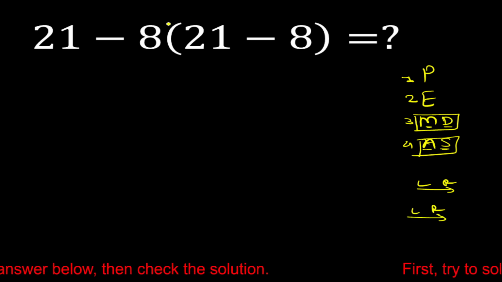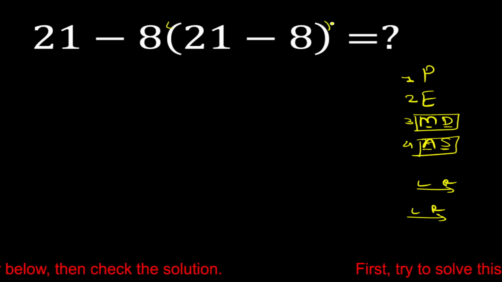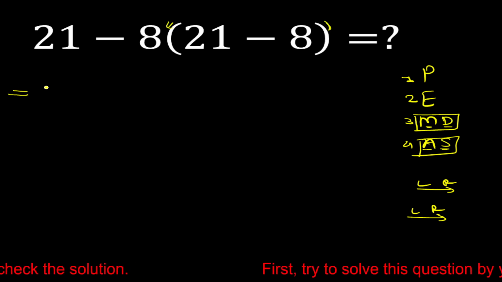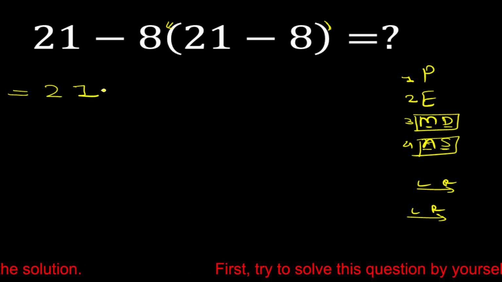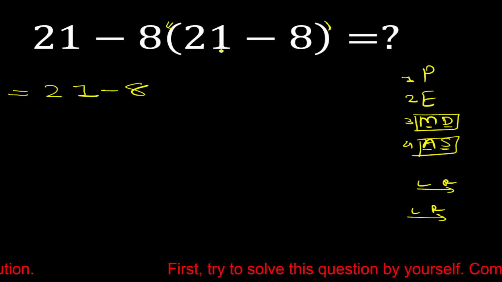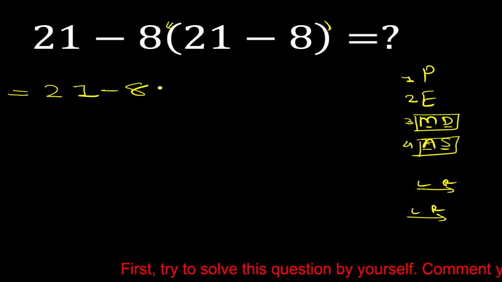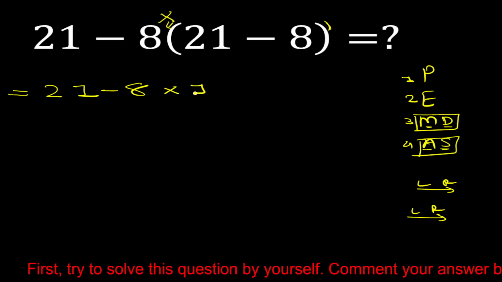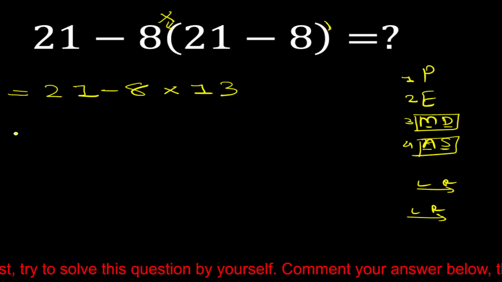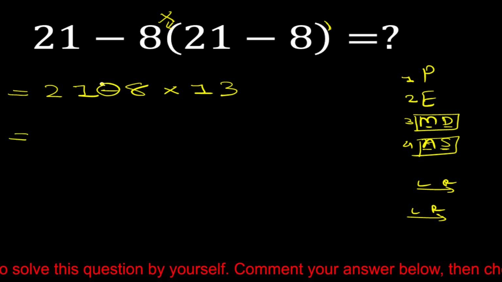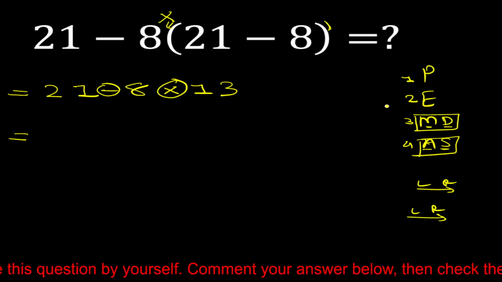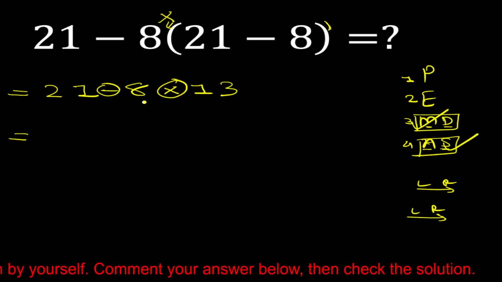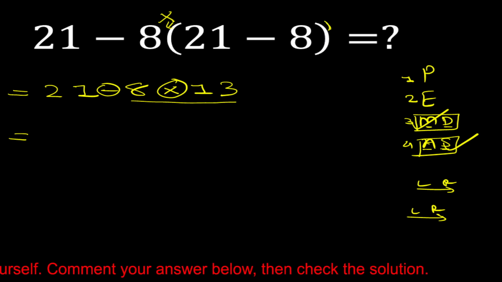Okay, so according to PEMDAS, first priority is parenthesis, so first we have to solve this parenthesis. Okay, so it is equal to 21 minus 8. Now solve this parenthesis. 21 minus 8 is equal to 13. Here is multiplication, so multiply 13. Okay, is equal to, now here is subtraction and here is multiplication. According to PEMDAS rule, first priority is multiplication, then we have to solve subtraction. So first we have to solve this multiplication.